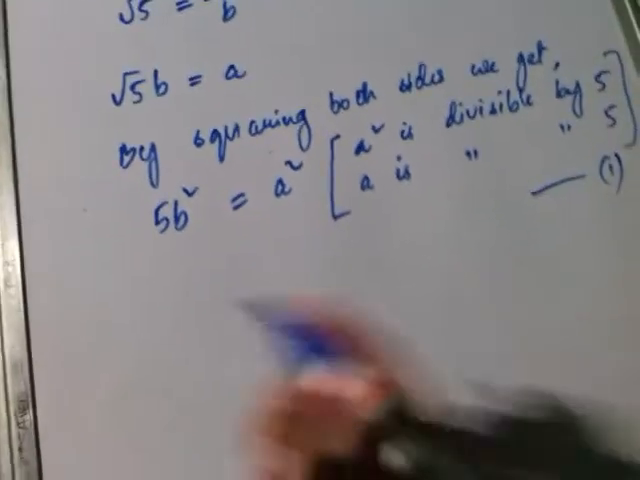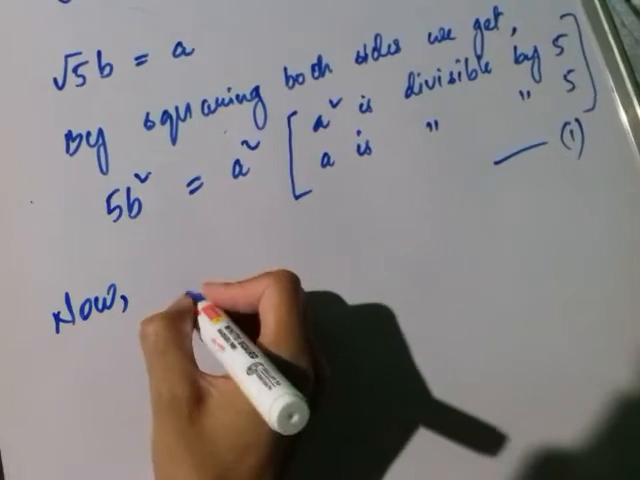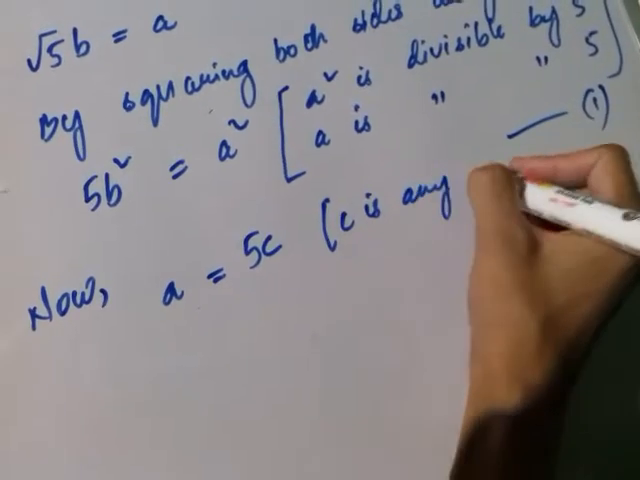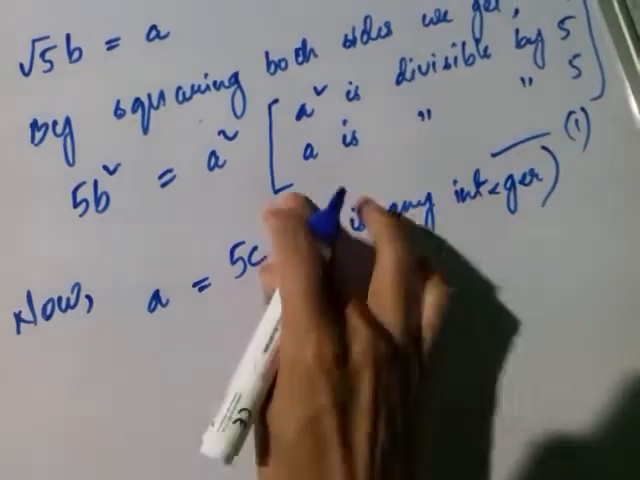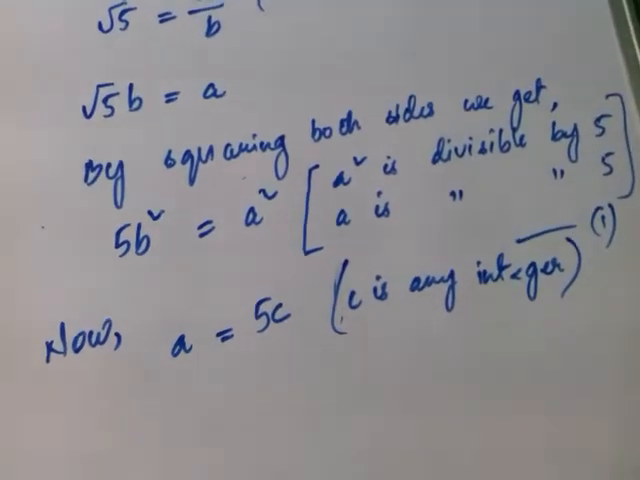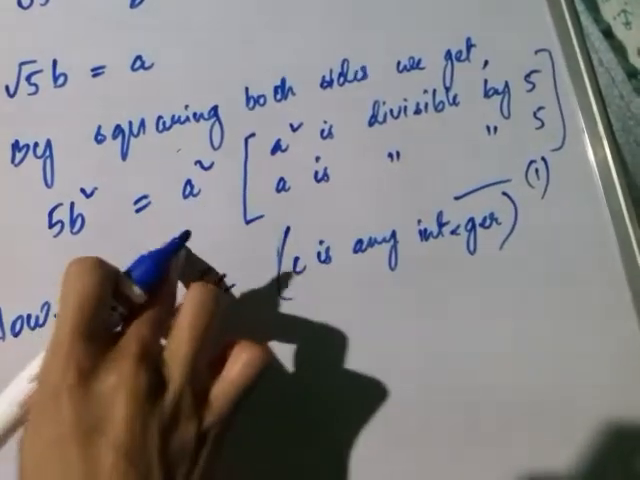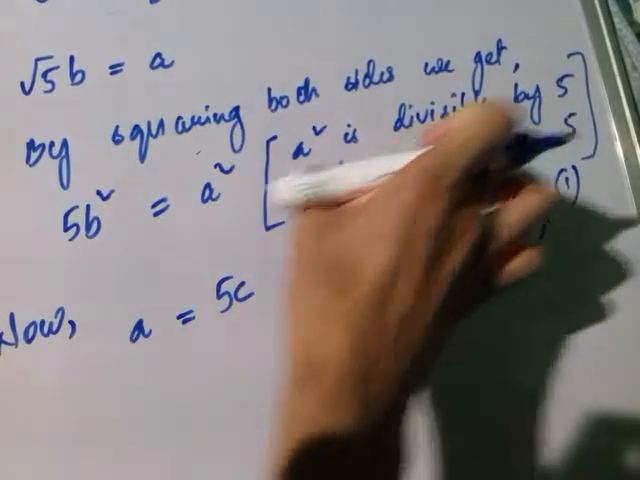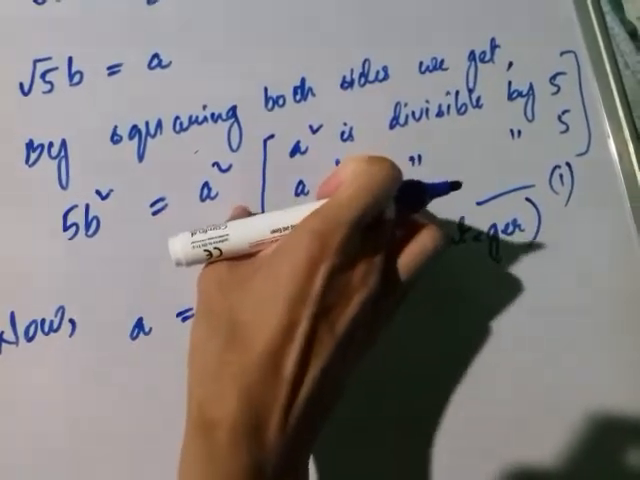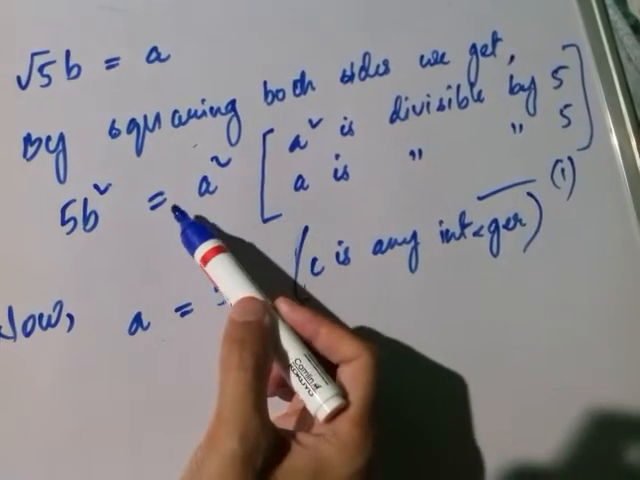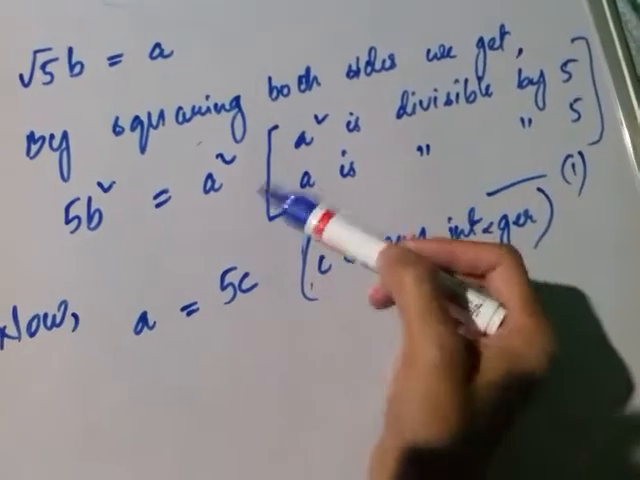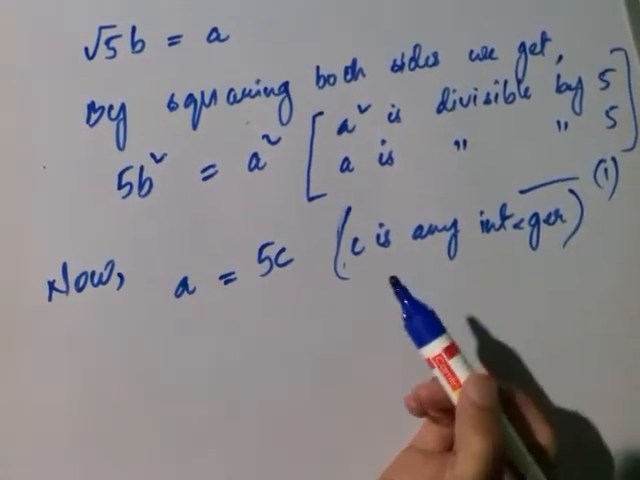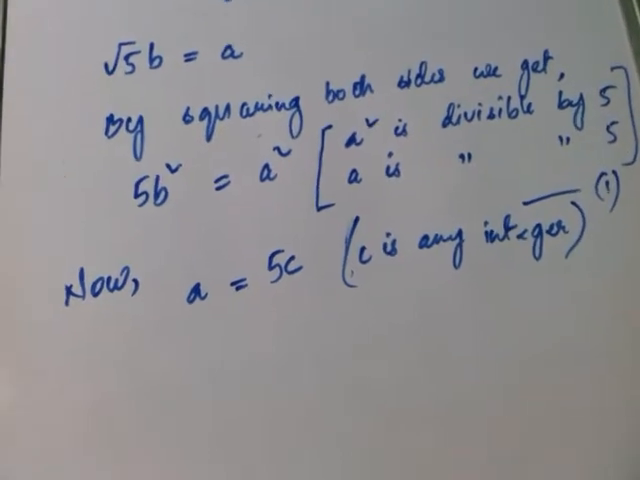And next, a equals 5c, where c is any integer. You can write this one in bracket also. This bracket is for equation 1. It is not totally connected with this, but there's no space, that's why I put this bracket. So a equals 5c, c is any integer, that means c can be any number.